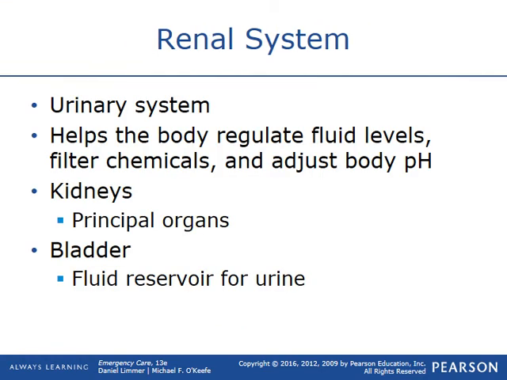The renal system is going to be your urinary system. It helps the body regulate fluid levels, filters out chemicals, and adjusts the body's pH levels. It consists of the kidney, which is the principal organ of the renal system, and the bladder, which is a fluid reservoir for urine.